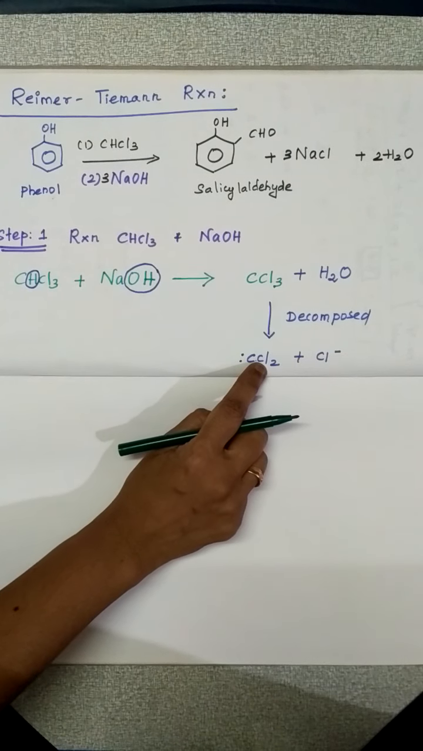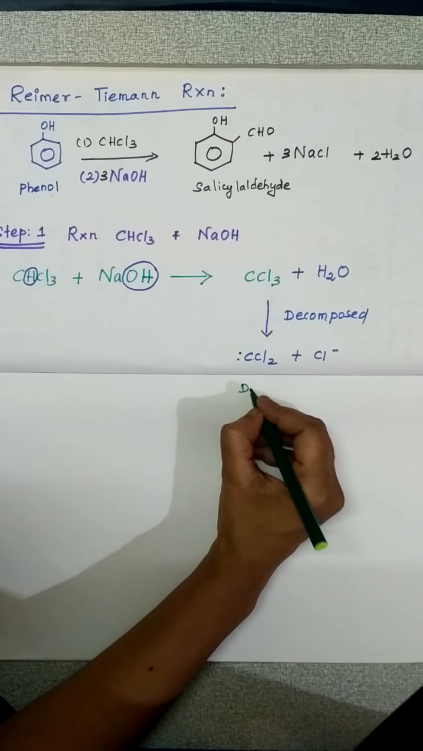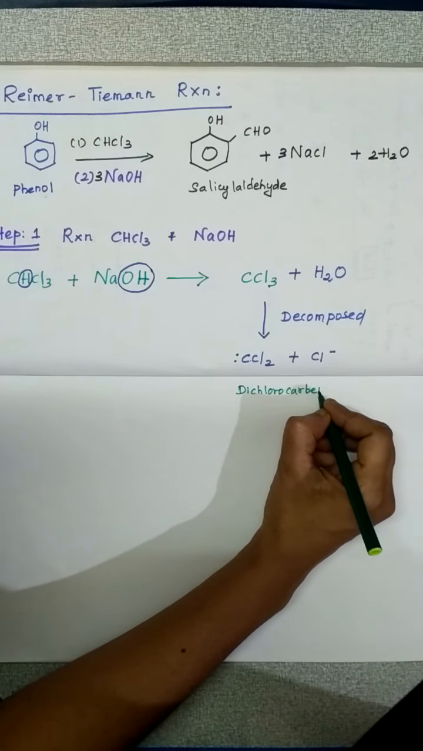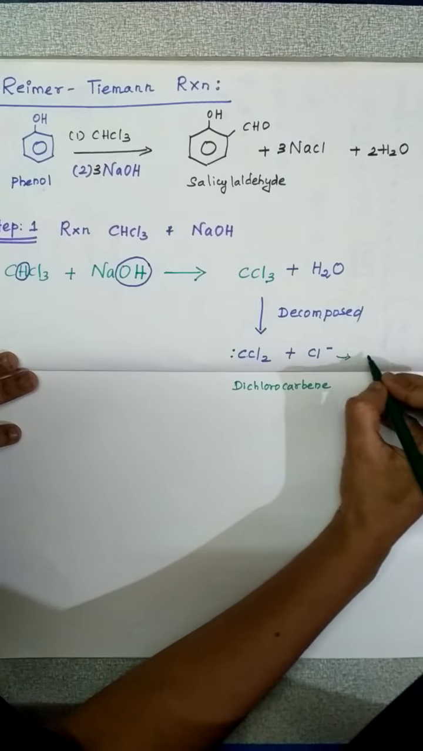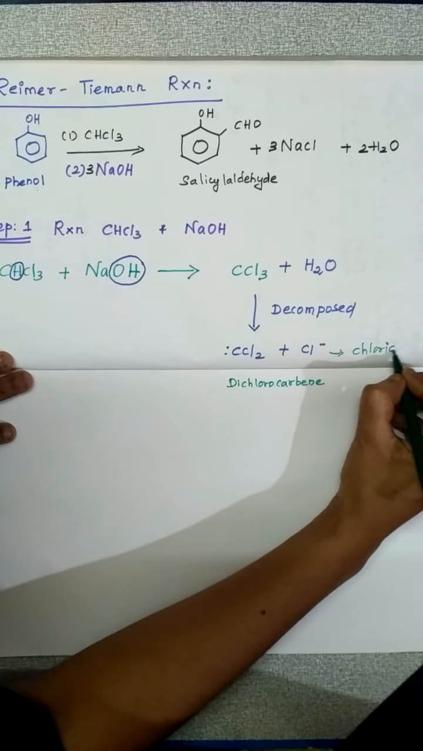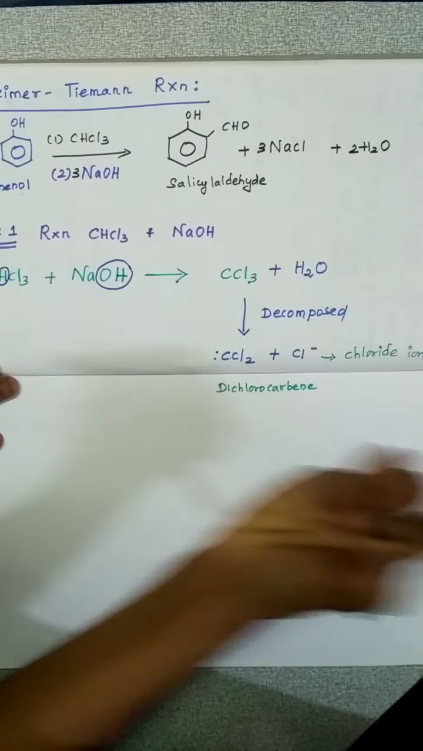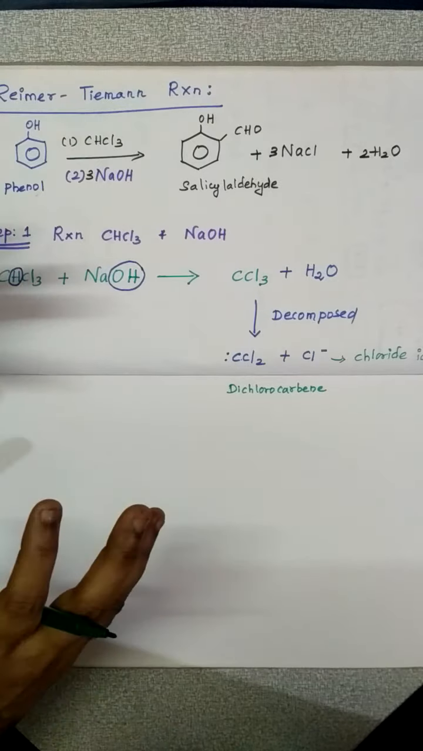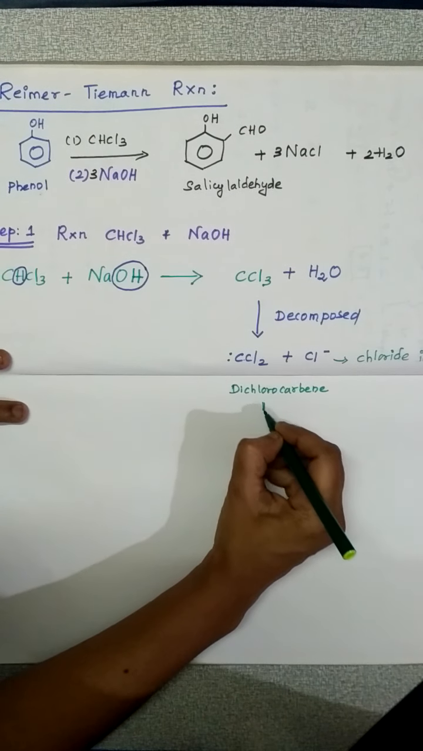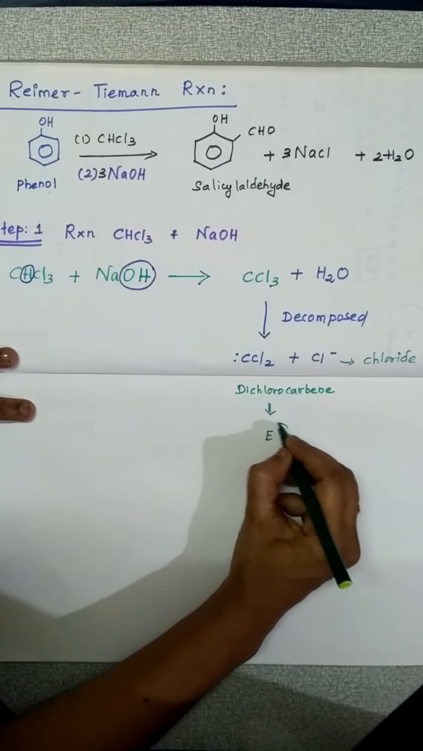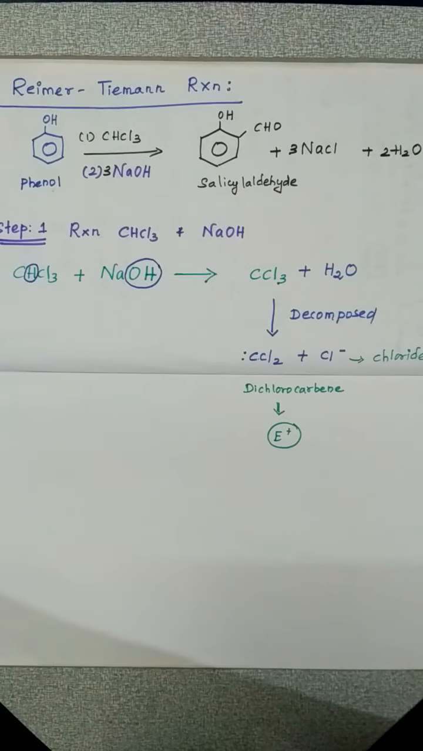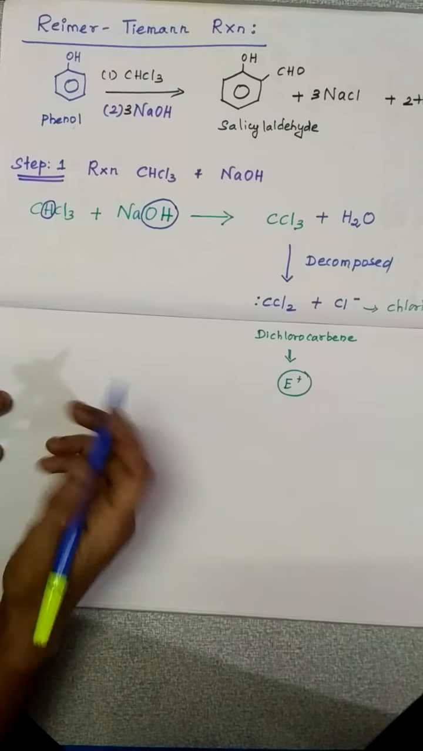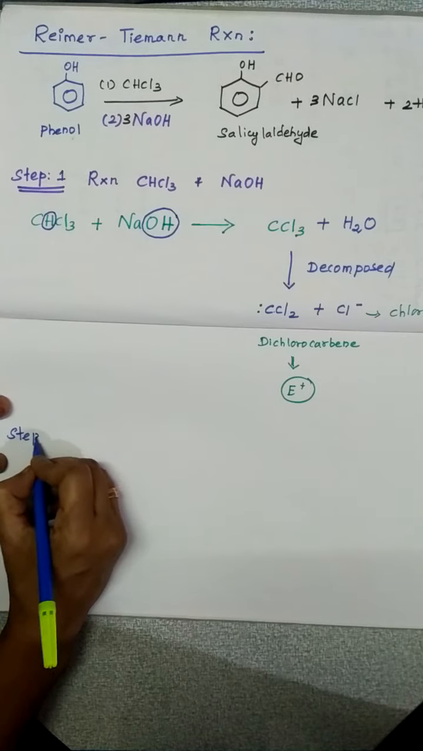So this is dichlorocarbene, and this is the chloride ion. This formed dichlorocarbene acts as an electrophile here. So this is your first step, students. Next we'll go to step 2.